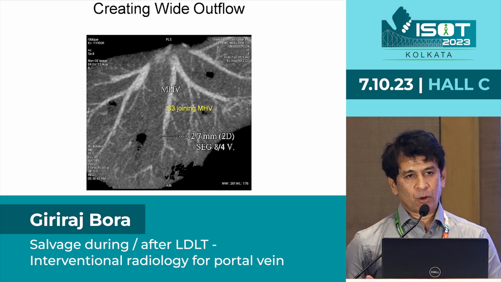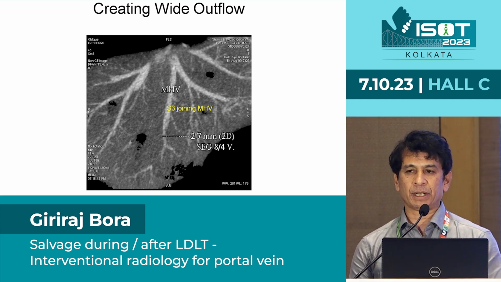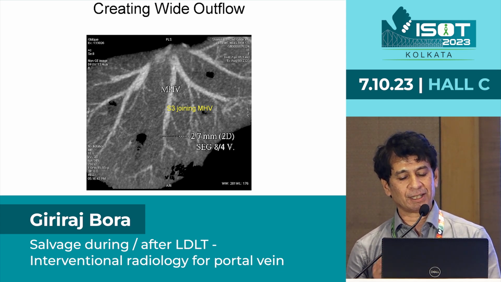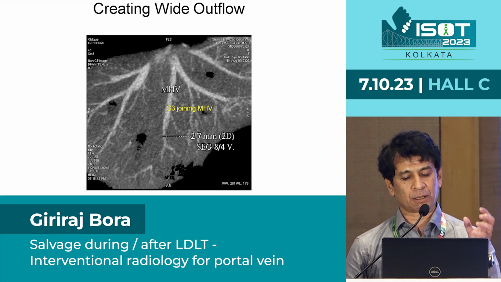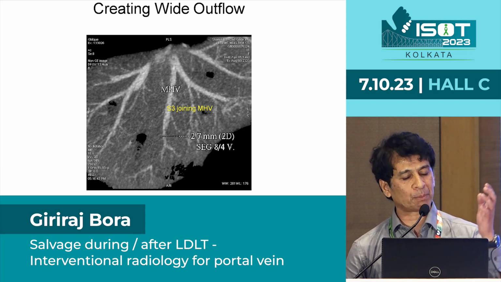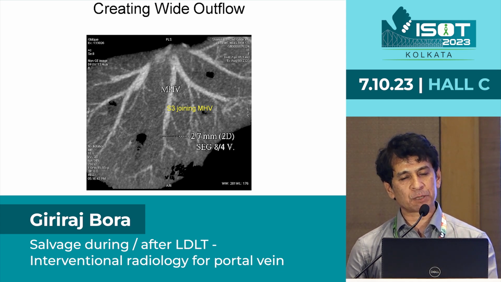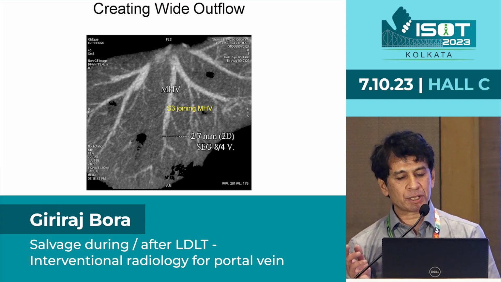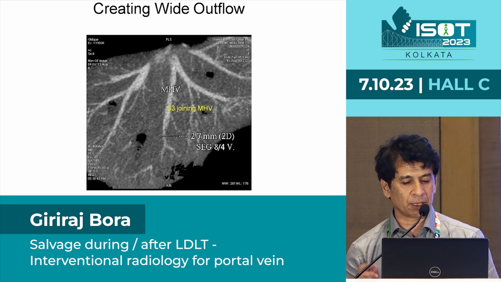Now, creating a wide outflow. Everybody knows outflow is key to prevent any outflow-related issues in the short and long term. But it is also important to create a good outflow to prevent any back pressure changes and secondary portal vein thrombosis caused by increased pressure within the liver. So augmentation, triangulation, and creating a wider anastomosis are well-known techniques.